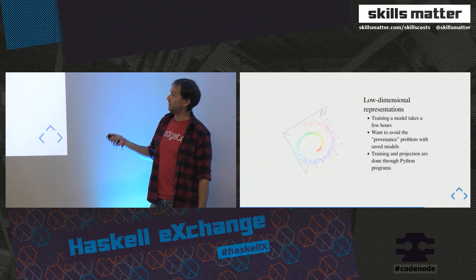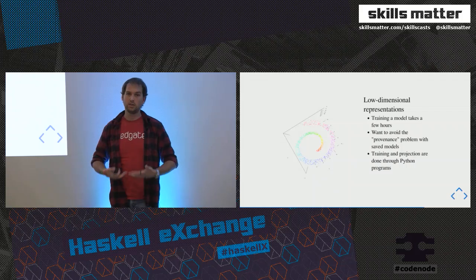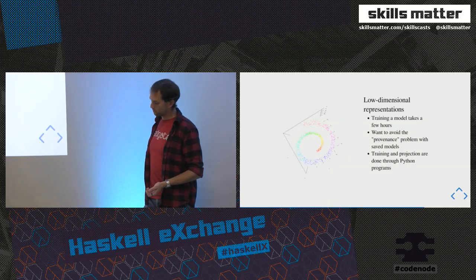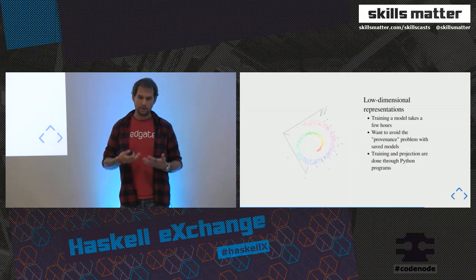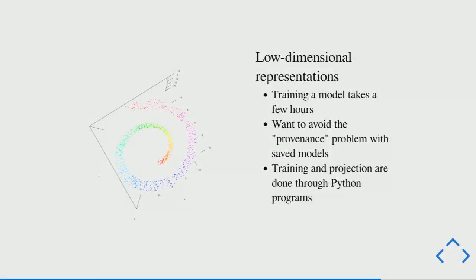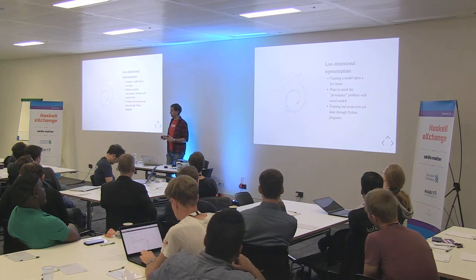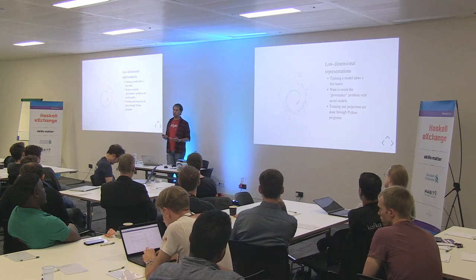And the particular constraints in this were, well, when we're training a model, i.e. when we're taking this big data set and trying to learn the subspace, this is a long-running operation. It takes a few hours. We want to avoid the problem where we've trained a model and we want to keep that attached to the data set it was built from. The training and projection are all done through Python programs, and one way of doing this is to say, well, we're never going to label these models that we train. These models are ephemeral. The only relevant thing to them is the data sets that they're derived from.